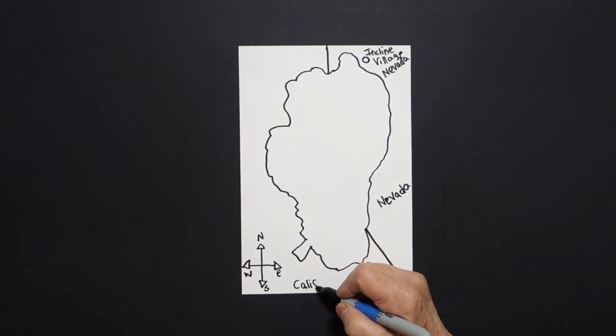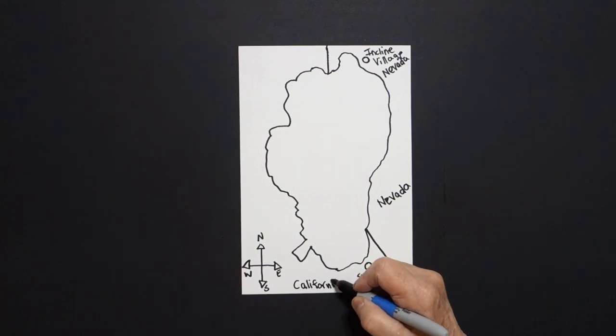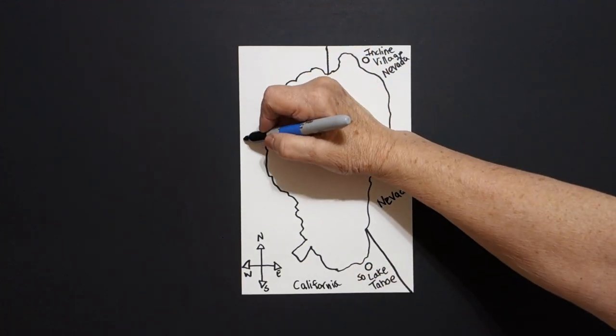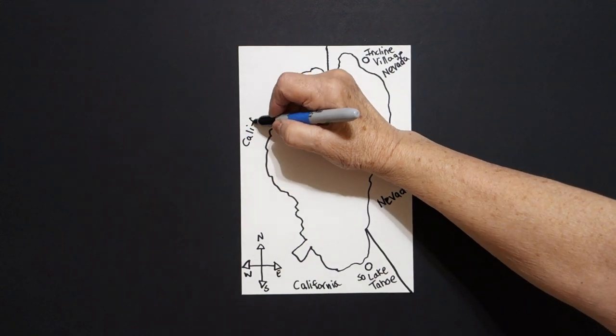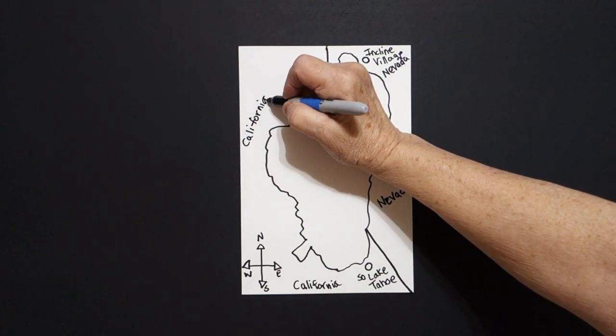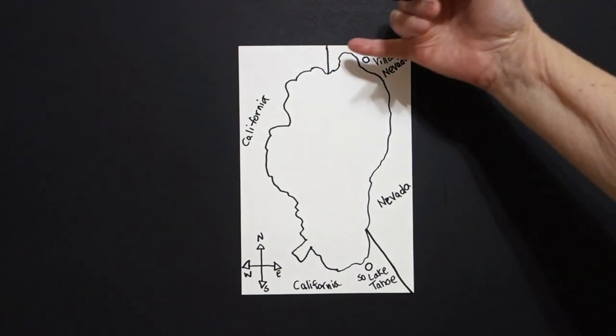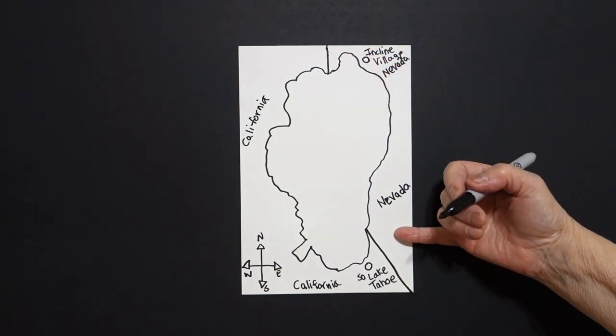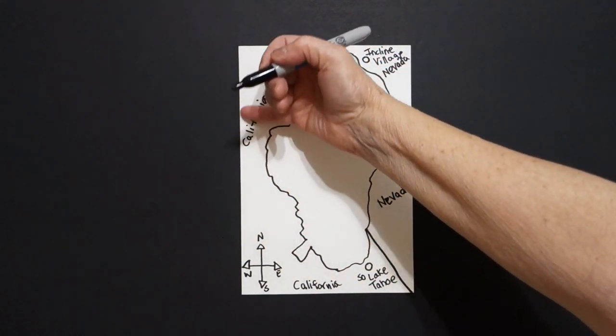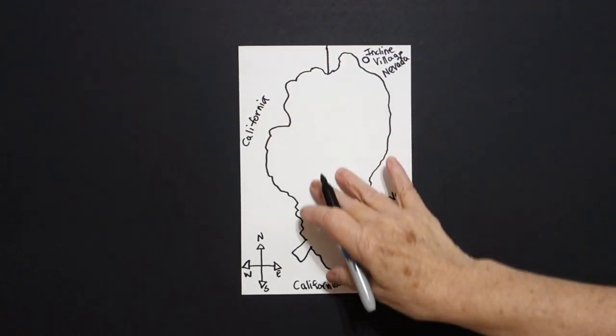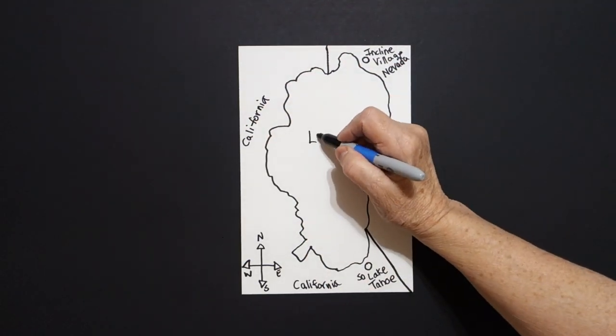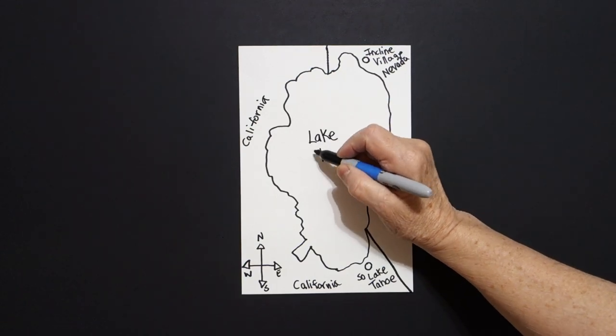So I'm going to write California here at the bottom. I'm going to write California curving around up here at the top, okay? So this whole space right here is Nevada. This whole space is California. Right in the middle, Lake Tahoe.